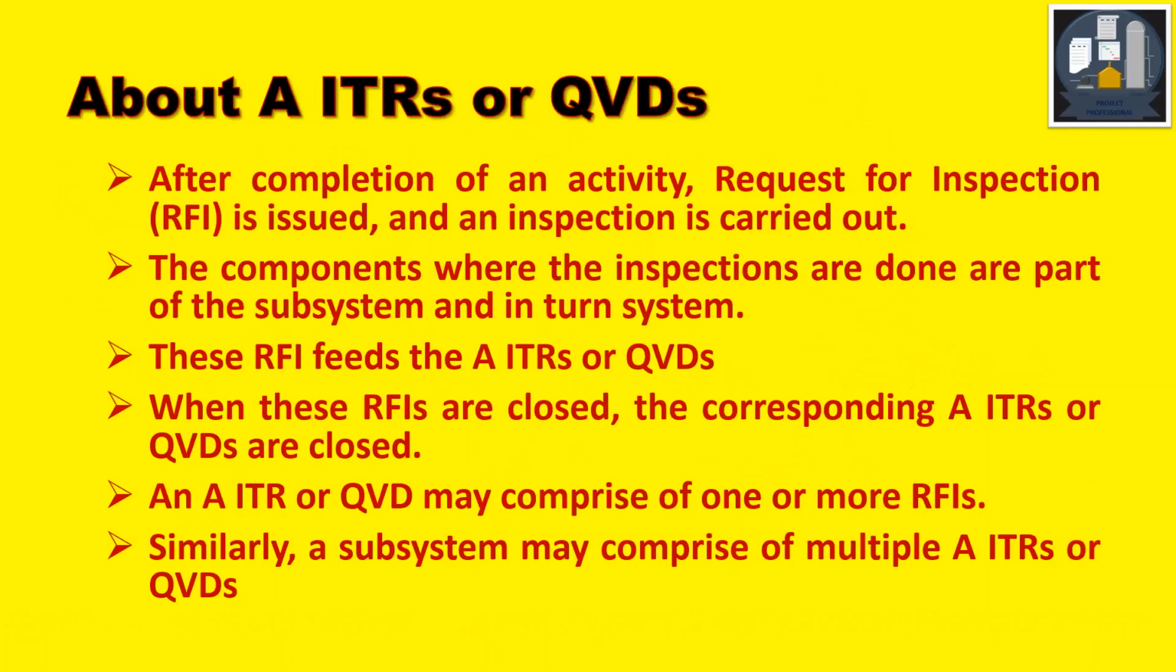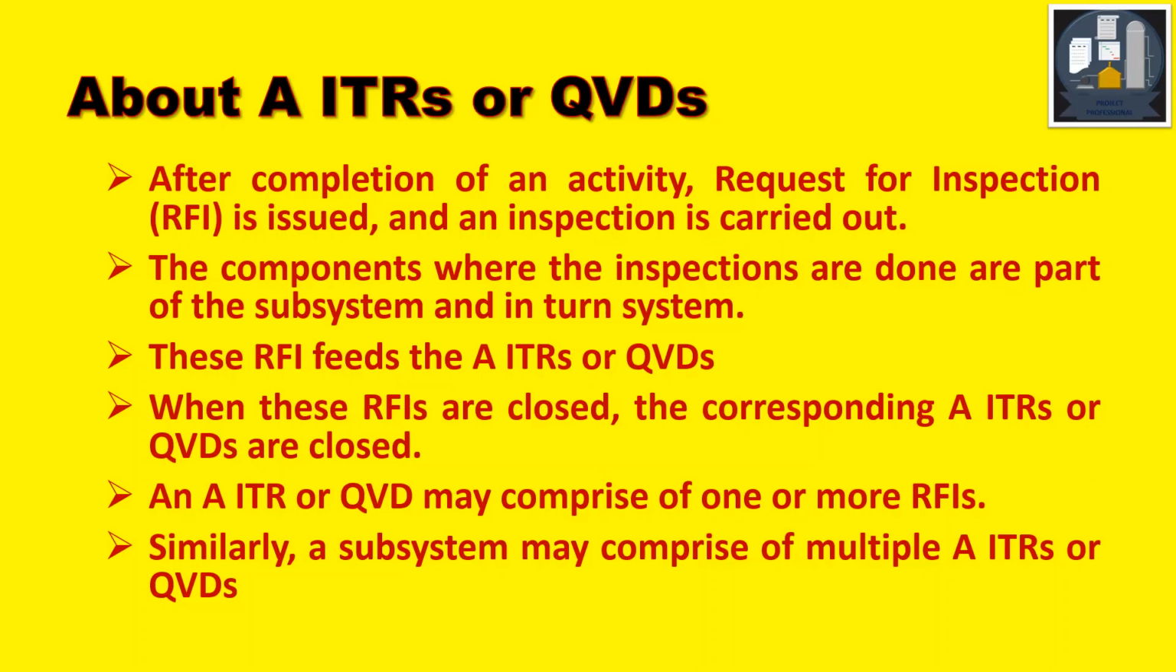Then we have talked so much about AITRs or AQVDs. What are these things? After completion of an activity, a request for inspection, RFI, is issued and inspection is carried out. The components where the inspections are done are part of the subsystems and in turn the system. Like we do the hydro test of a piping. So we make it part-wise of a system, so it is a part of the system. And similarly, the other inspections.